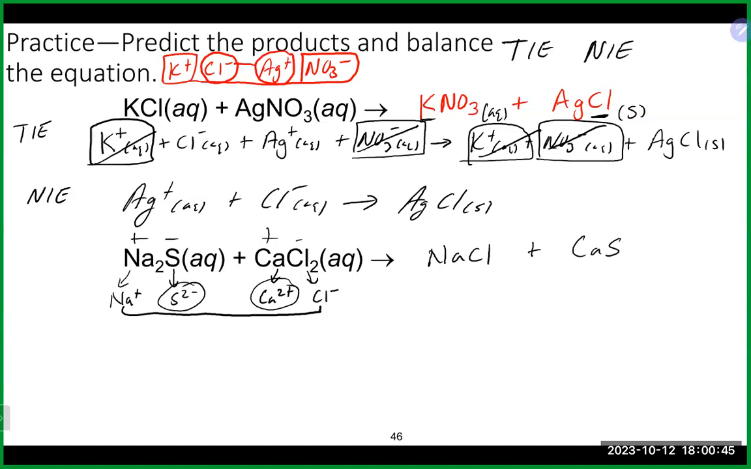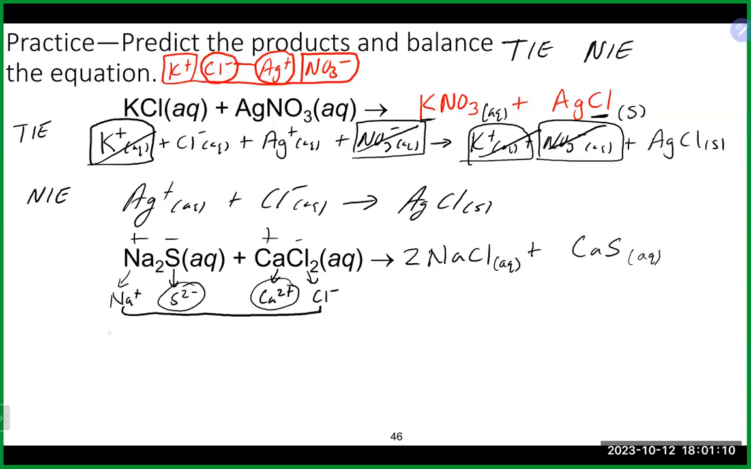Going to our solubility rules here. Sodium is soluble in everything, so that's going to be aqueous. What about my calcium sulfide? It is also soluble as well, I believe. So we actually got everybody soluble here. So if we roll through, we should balance the equation at this point. That would be a 2 there, and I think that's it.